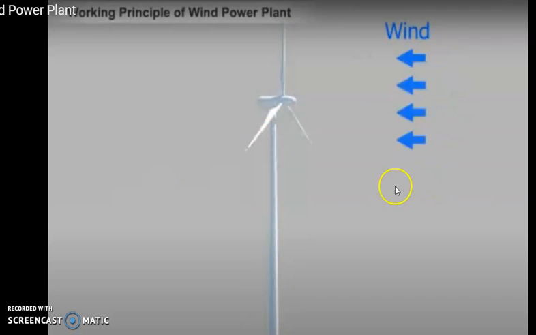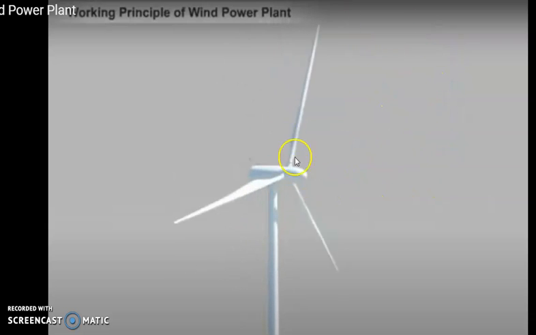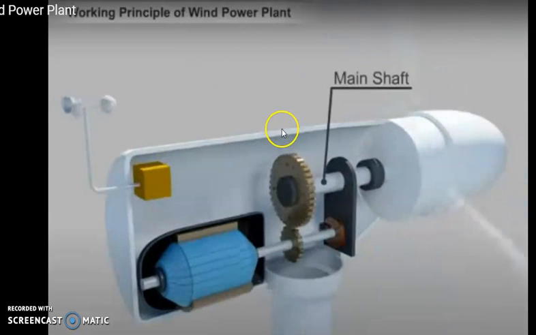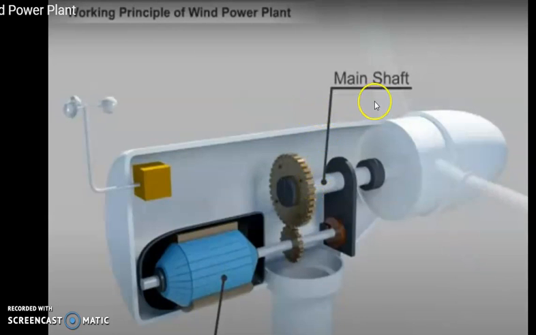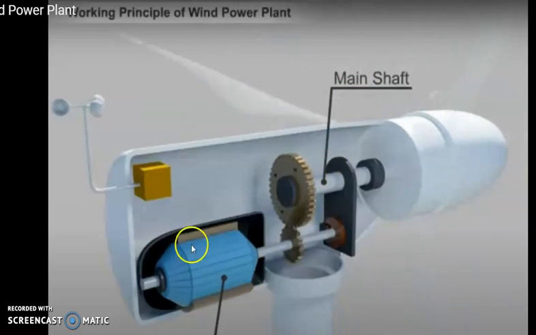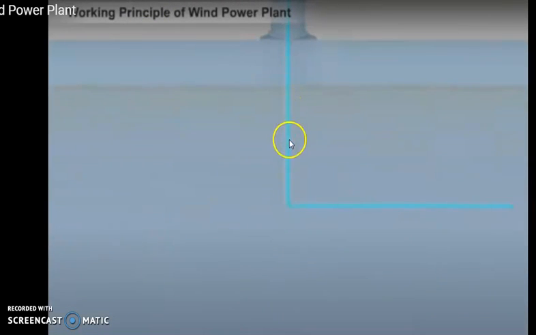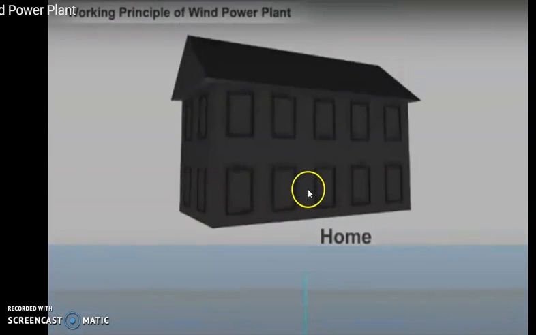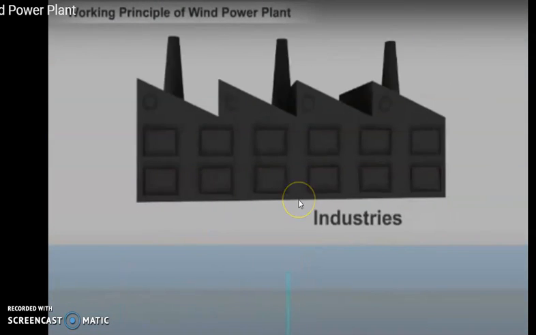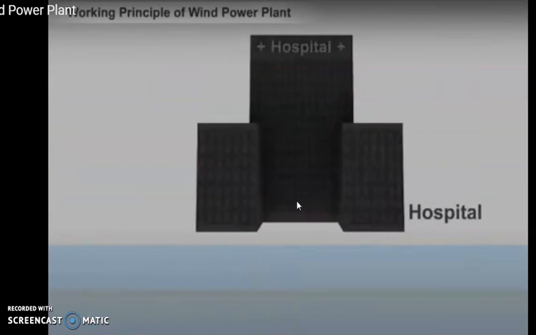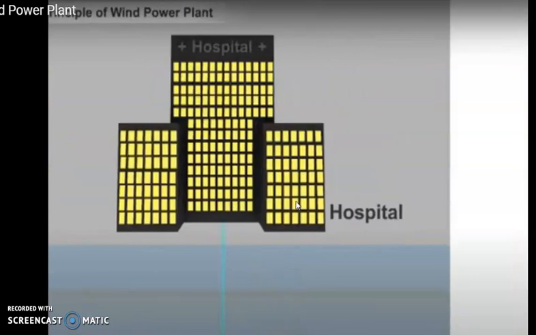Now whenever the wind flows, the wind blades are going to rotate, and all the blades are connected to the generators. Then we will see the main parts here. This is the main shaft. This is the gearbox. This is part of the generator, and this is the anemometer. And the generated electricity is taken through the cable, which is supplied to homes as well as industry or any school or college. That is, it can be used for any commercial applications.